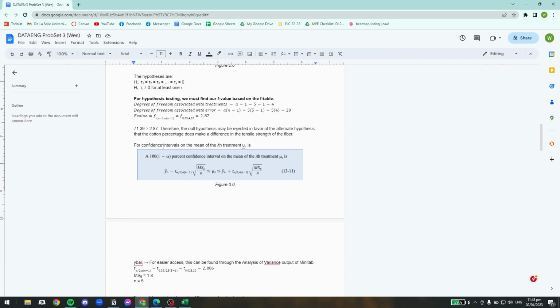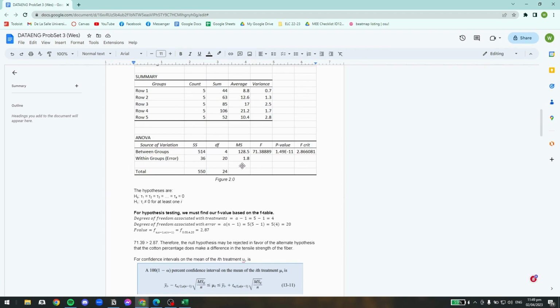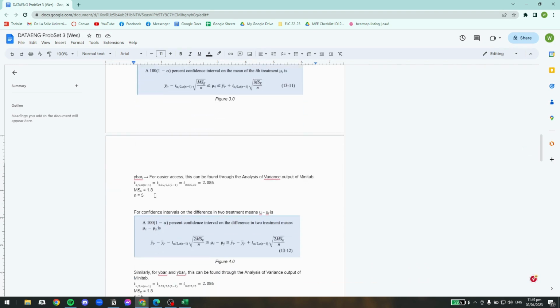For the confidence intervals on the mean of the ith treatment, we can find this through this formula. So for y bar, we can access this through Minitab, through its analysis of variance output. And for t, we just do the same. We do it with this formula, alpha over 2 times a times n minus 1. So we get 0.025 and 20, and we get the t value of 2.086. Our MSE will be this one, 1.8. Then our n is equal to 5.